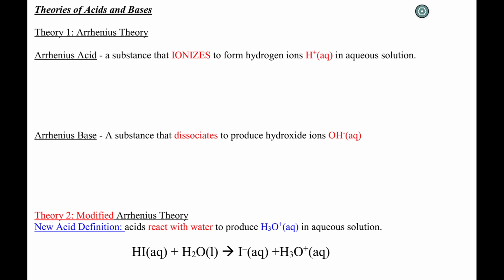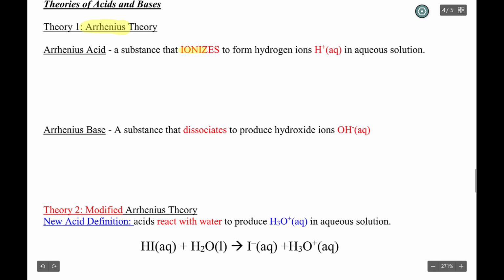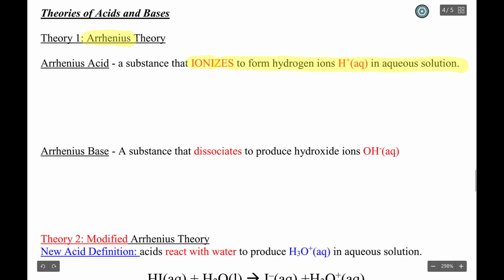The first 2 were all brought forward by somebody named Arrhenius, and he made his original theory and then modified it. So we're going to look at those 2 theories first. So the original thought was that all acids would ionize to form hydrogen ions in aqueous solution. Now, this isn't really wrong, it's more kind of incomplete.